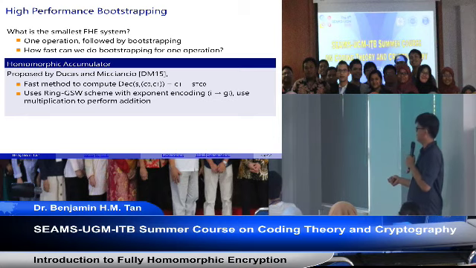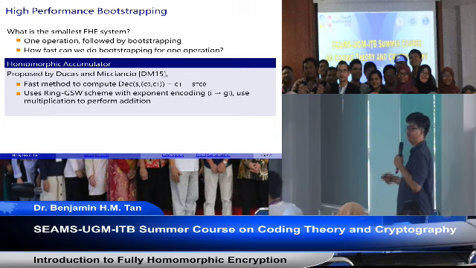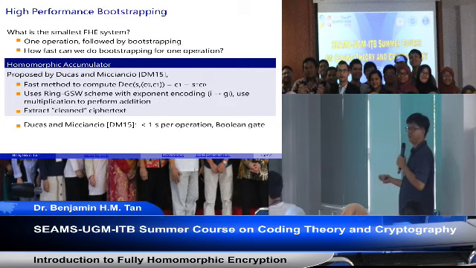In their work, they showed that they could do this in less than 1 second. What does it mean? You can do one Boolean gate, be it AND, XOR, NAND, and then bootstrapping, in less than 1 second, and this was subsequently improved in the next year to less than 0.1 seconds.